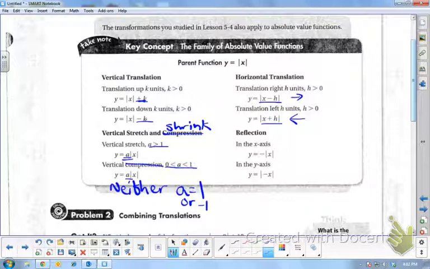Then it's also possible to have a flip. Reflection is the same thing as a flip. Again, it's determined by the negative out front. We've never talked about flipping across the y-axis, just the x-axis. So those are all the same things we did with quadratics. So now let's do an example with a couple together.